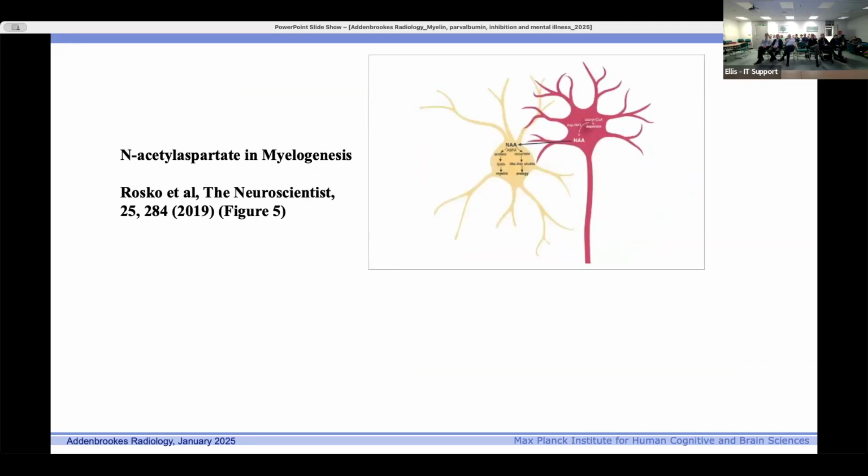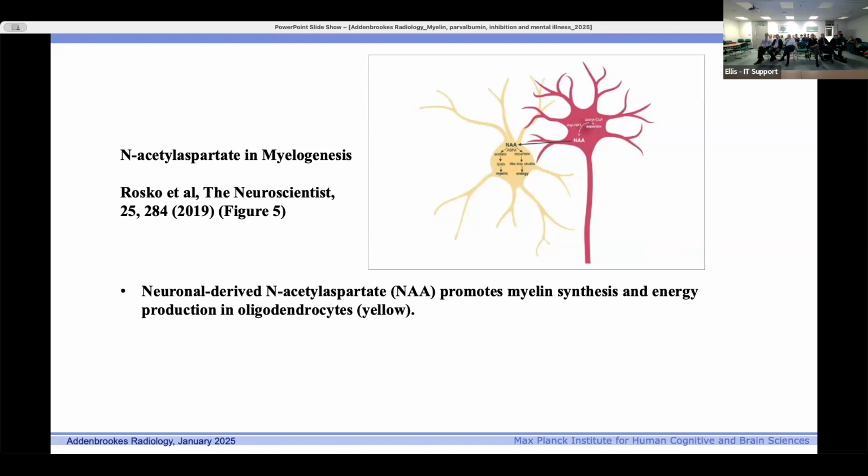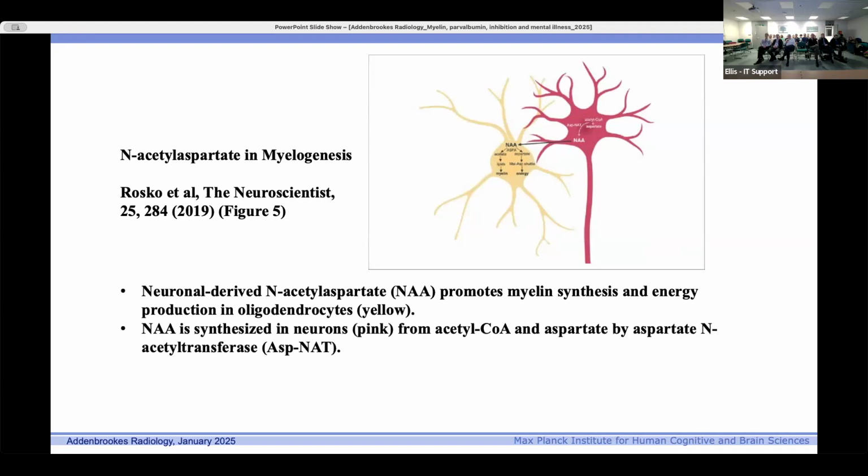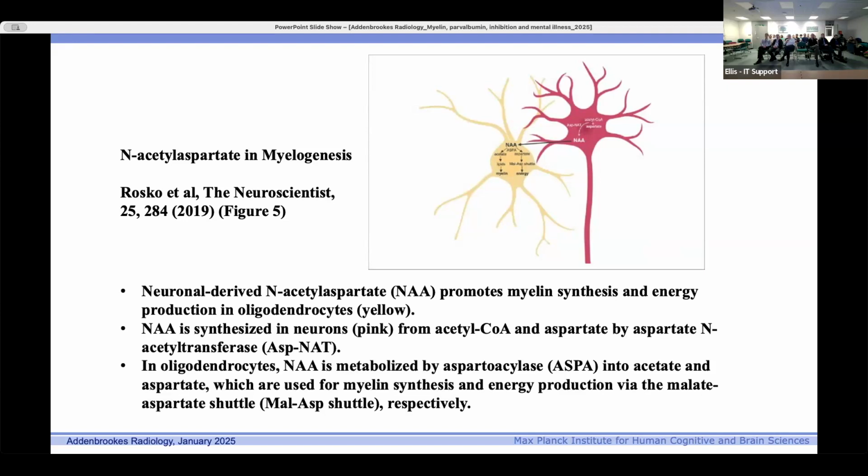For those of you who know or are interested in MR spectroscopy, it turns out that one of the big reasons we have all this N-acetyl-aspartate, which is a big peak in the proton spectrum of brain, is because it's actually used in promotion of myelin synthesis and energy production in oligodendrocytes. It has a vital role in the formation of myelin.